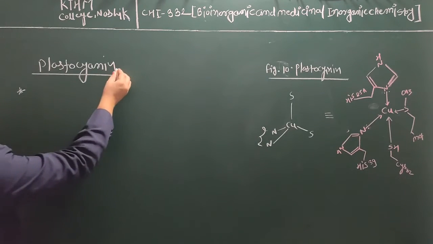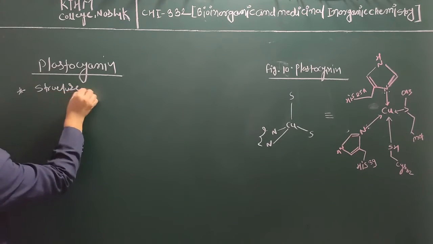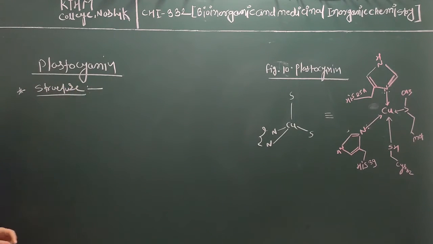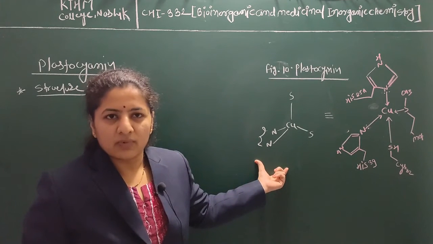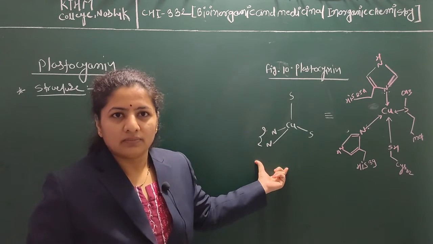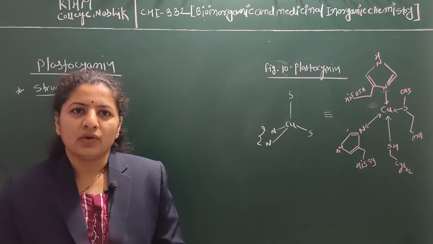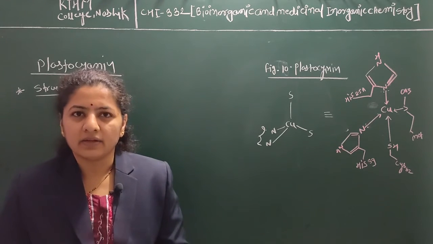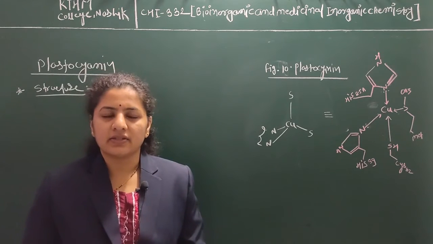In structure, we can say that plastocyanin is the first metalloprotein characterized by X-ray crystallography. It has an 8-stranded anti-parallel beta-barrel structure with 1 binding site, that is, the copper at the active site. So let's discuss the structure in detail.